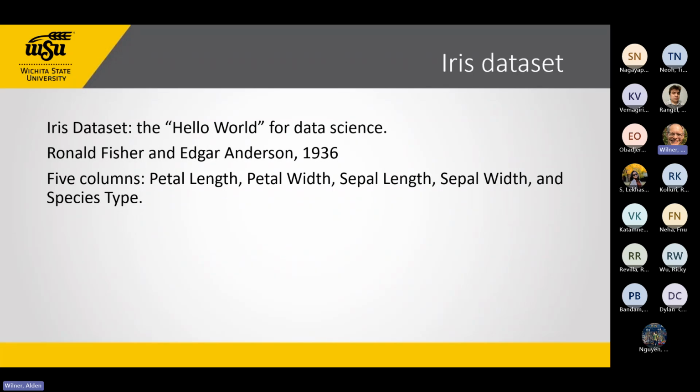If you don't get that joke, that's okay. It was collected by Ronald Fisher and Edgar Anderson back in 1936. They went to some field in Lake in New Brunswick, Canada, and started measuring a bunch of flowers, which is kind of a comical thing to picture. Guys down on hands and knees measuring flowers. Anyhow, they had 5 things they looked at: the petal length, the petal width, the sepal length, the sepal width, and the species type.